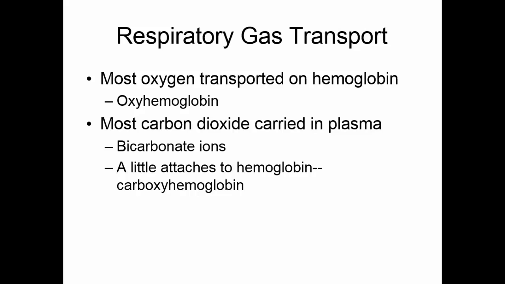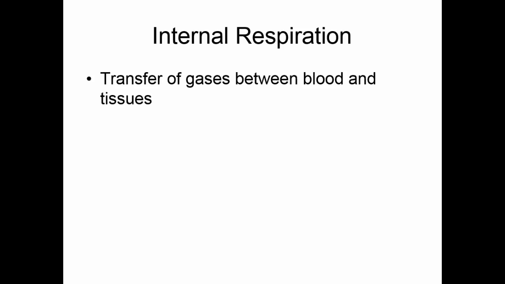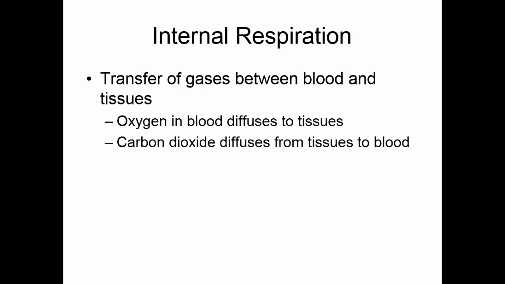This makes carboxyhemoglobin, and this makes the blood look a little duller red. Internal respiration is the transfer of the gases between the blood and the tissues. Again, simple diffusion works. The blood is oxygen rich, so oxygen diffuses into the tissues. The tissues are carbon dioxide rich, so carbon dioxide diffuses into the blood.